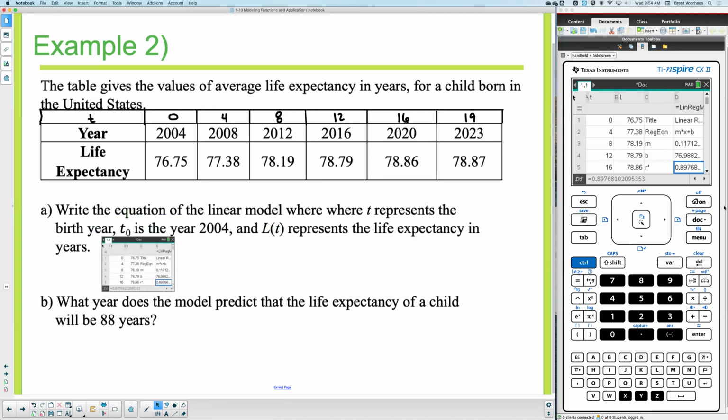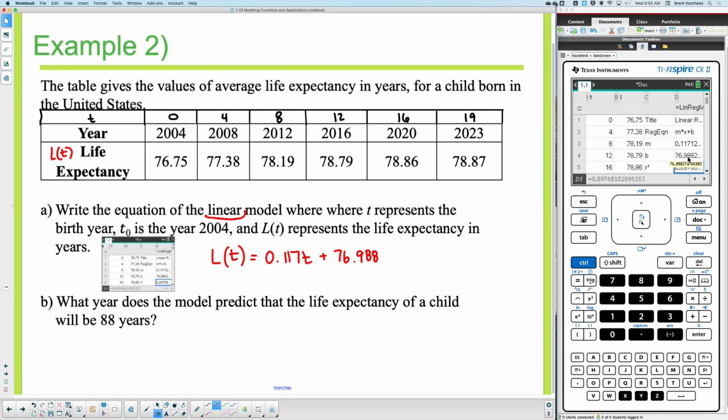So if I was going to write the equation, this was L of t, so we're going to say L of t equals the slope I'm getting, again 3 decimals, so 0.117 t plus 76.988. Is that what you have on your calculator if you go 3 decimals, to the nearest thousandth? Could y'all speak up for me? Is that what y'all are seeing on your calculator? Okay. So that's our equation.